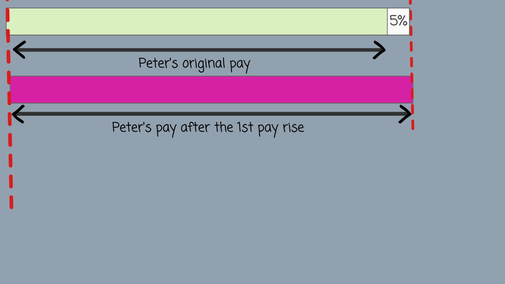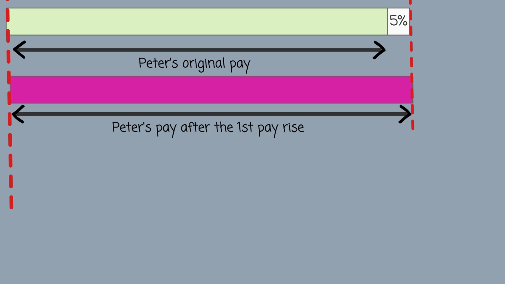Now, let's illustrate Peter's scenario with some numbers to help us see clearly. Let's say Peter's original pay is $1,000. Let's use models to help us visualize how to calculate Peter's pay rise. Here is a rectangular bar representing Peter's original pay. Then Peter gets a pay rise of 5%. Using the model, we can simply add one small rectangular bar to represent the pay rise of 5%. This pink bar represents Peter's pay after the first pay rise.